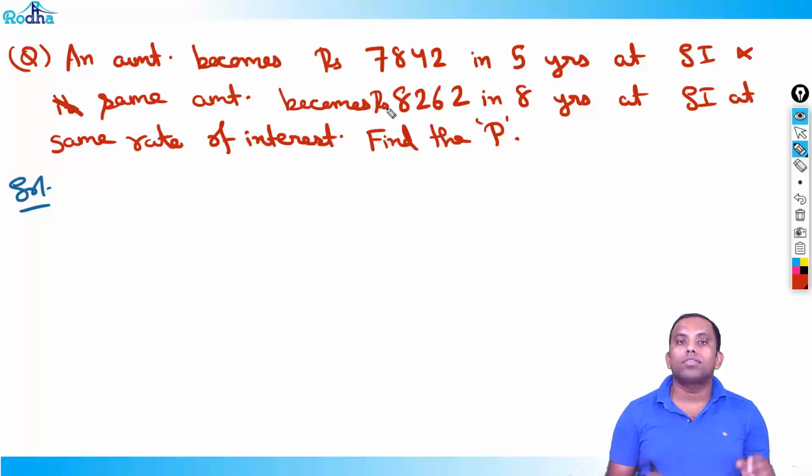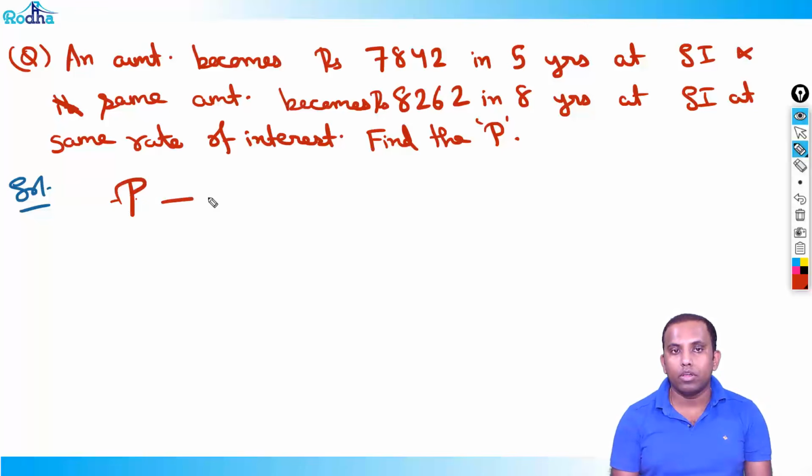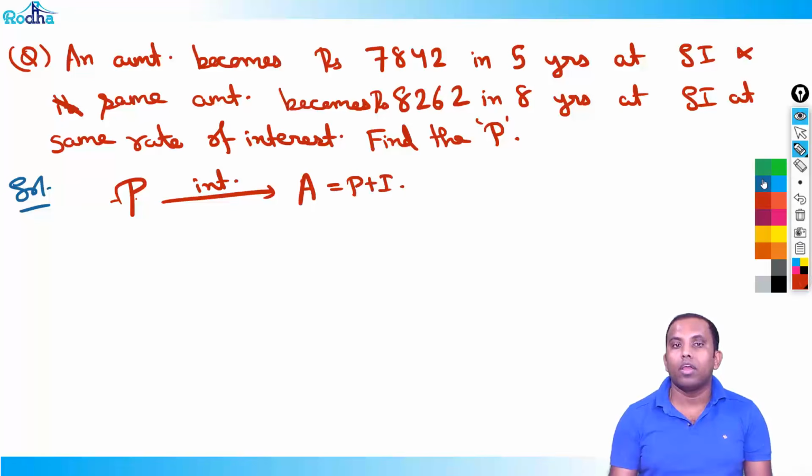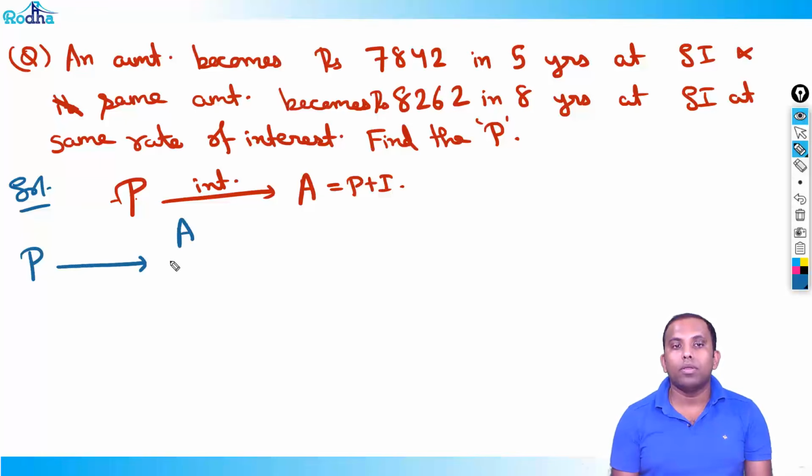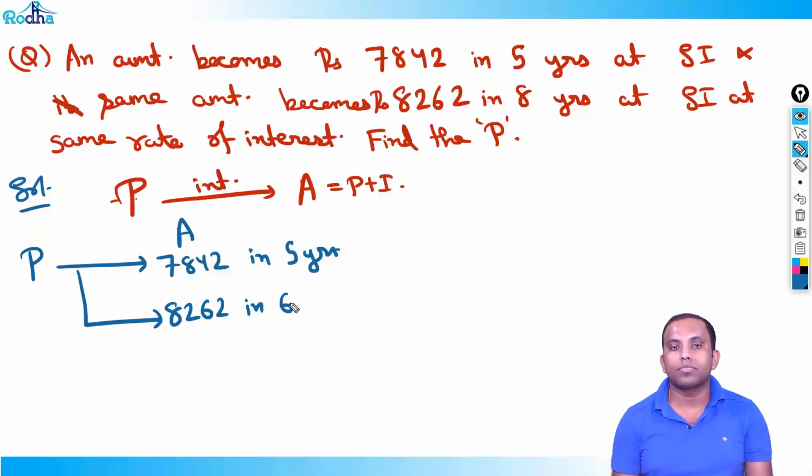There's some principal amount. The funda is basically that when there is some principal, some interest is added and it becomes amount, right? What is amount? Principal plus interest. So the principal becomes an amount of rupees 7842 in 5 years, and the same principal becomes 8262 in 8 years at SI at the same rate of interest.